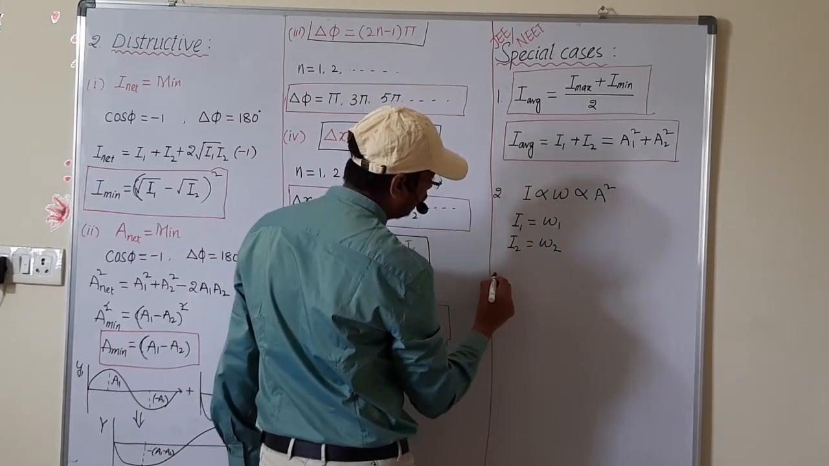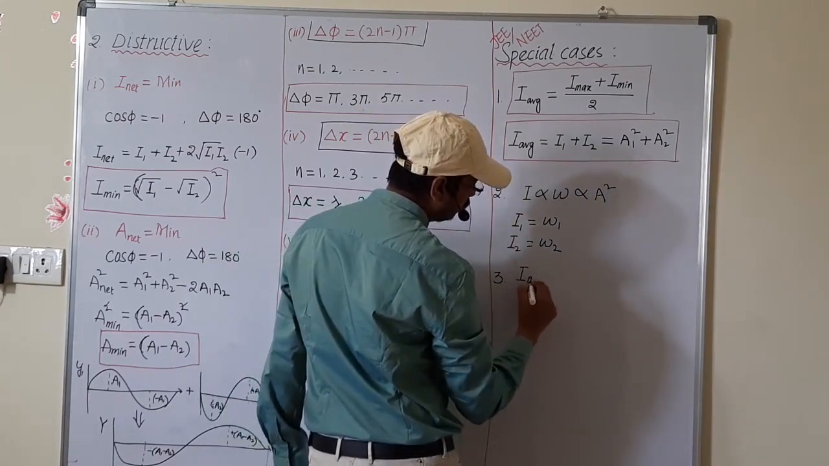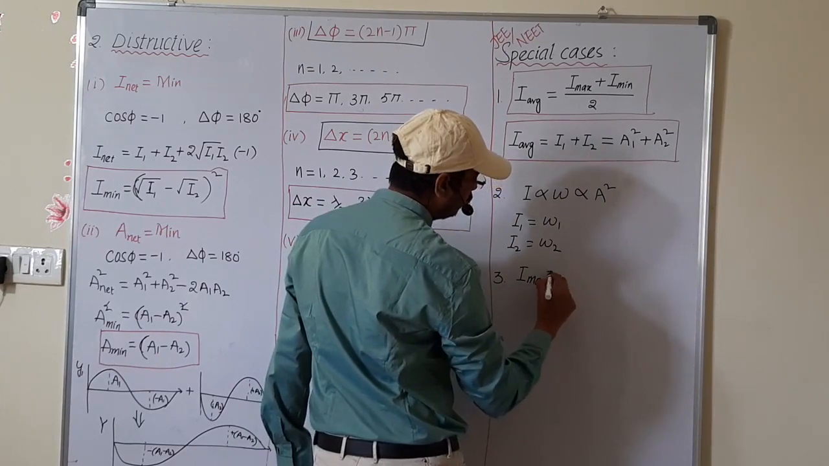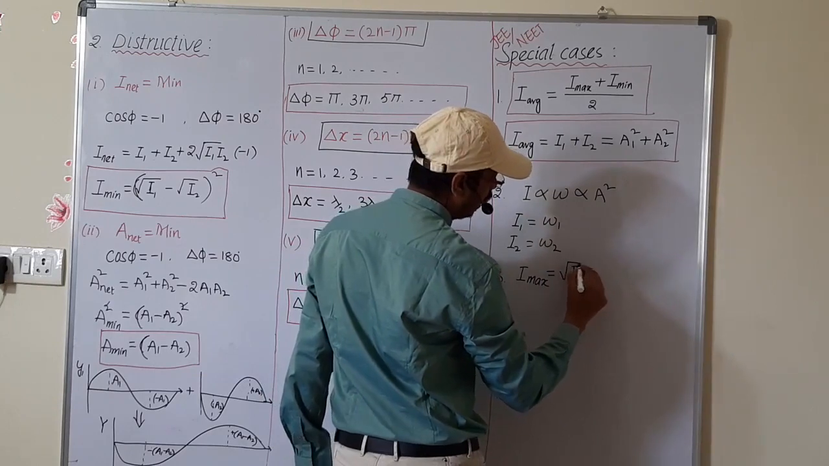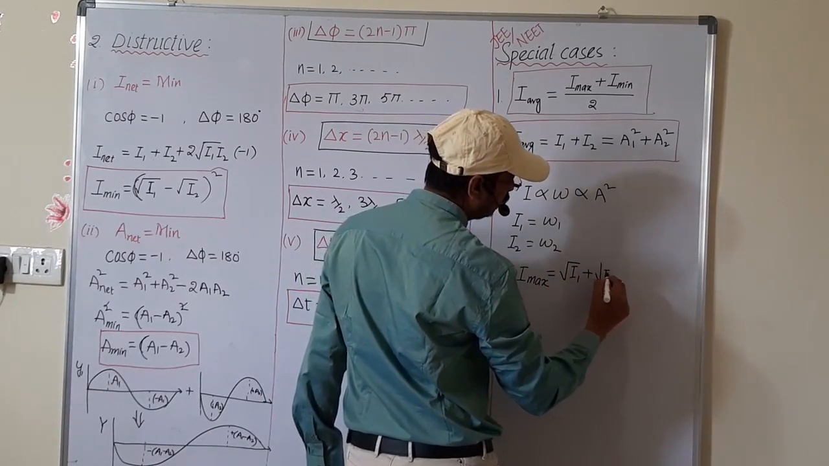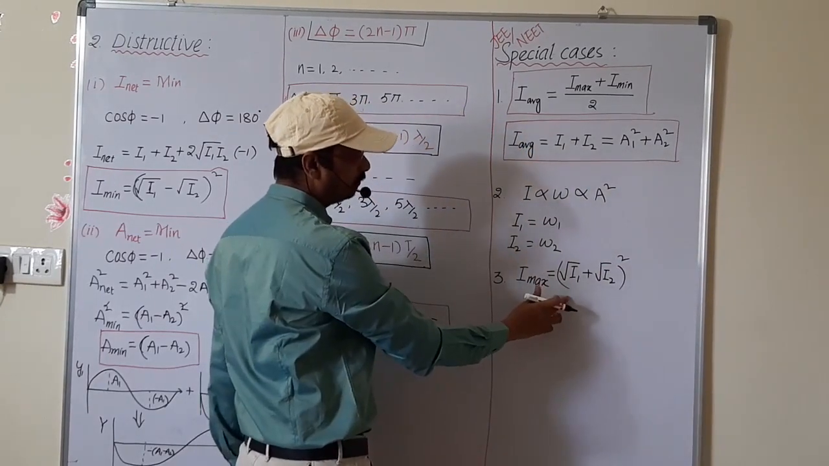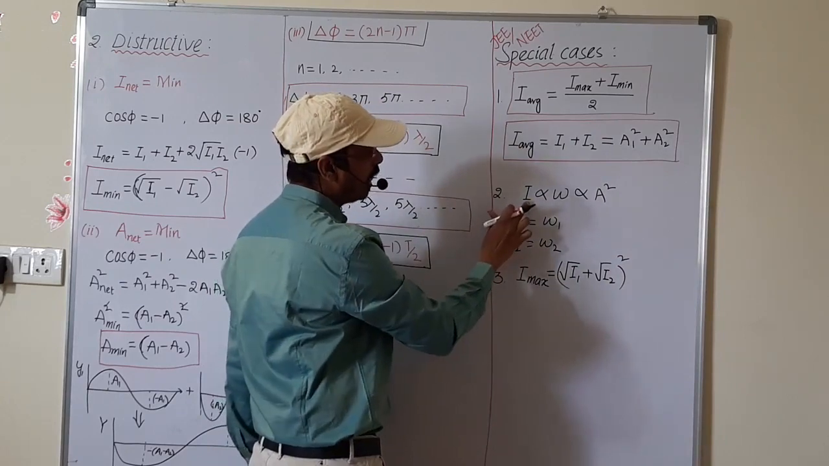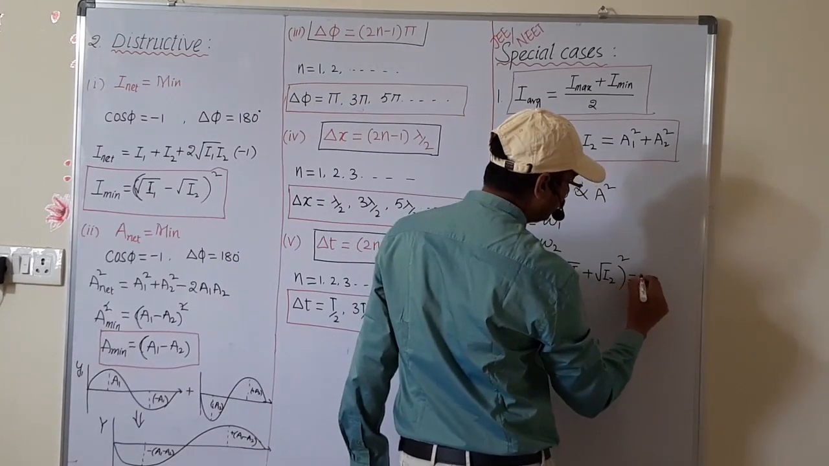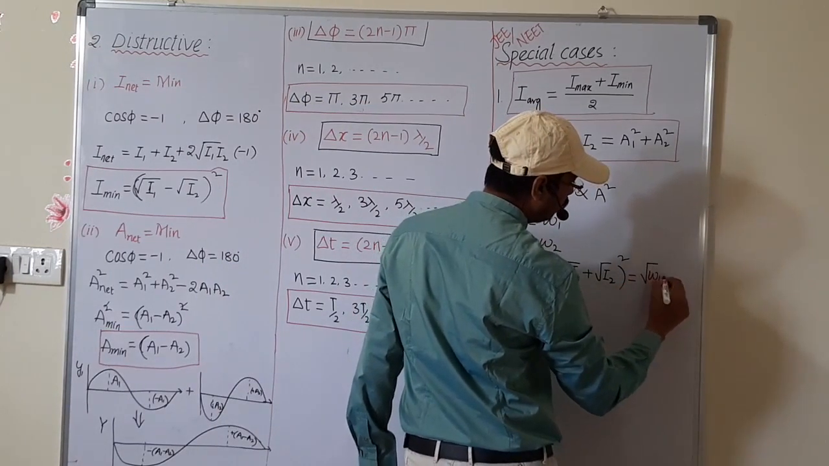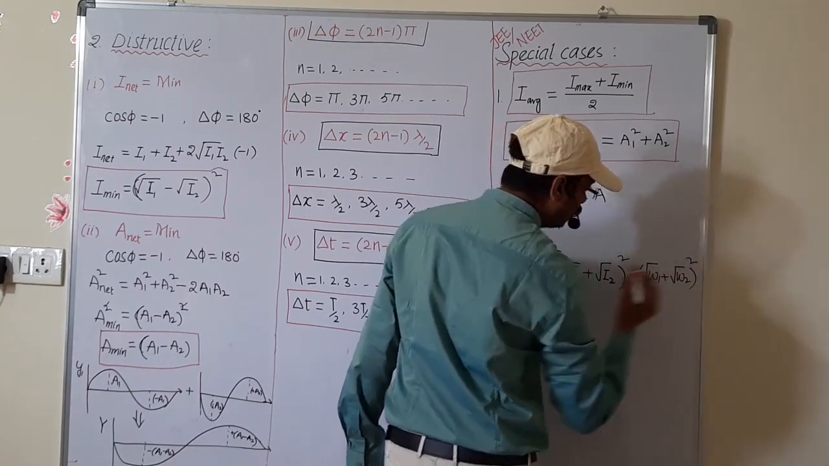Then the fourth point, the maximum intensity. Here, what can we write? The value is, in terms of individual intensities, root I1 plus root I2 whole square. This is in terms of intensity. Already I is directly proportional to slit width, so we can also write this value as root omega 1 plus root omega 2 whole square.